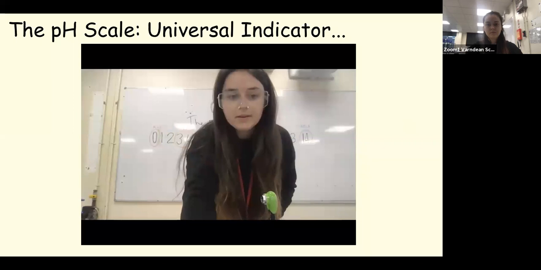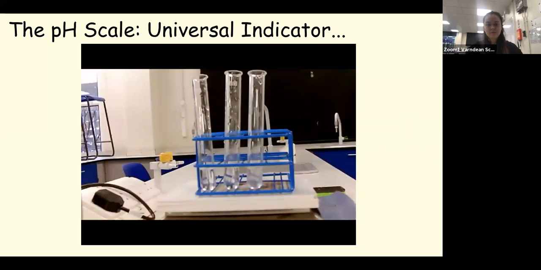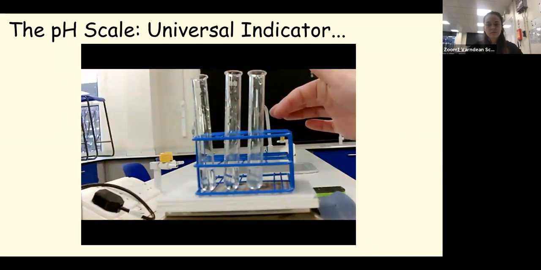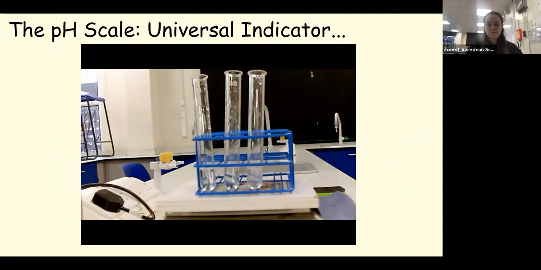Now, I've set up a little demo for you here. I have 3 test tubes: one with some hydrochloric acid, one with some water, and finally one with some sodium hydroxide. Now let's see what colour this indicator will turn these solutions. I'm going to start with water and add a few drops of my indicator.